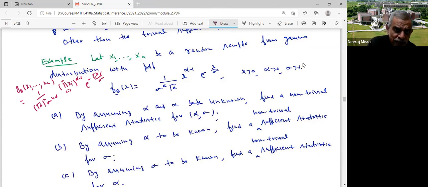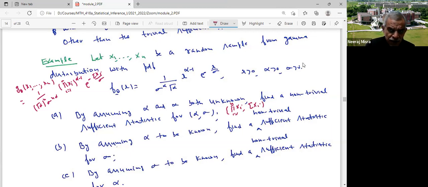Now suppose both were unknown. Then I cannot get rid of the product of xi from here, because alpha is also unknown. Summation xi will also be there because sigma is unknown. So this whole quantity becomes my psi of theta, which is alpha and sigma, and product xi and summation xi. So in this case, my sufficient statistics would be the product, i equal to 1 to n, of xi, and summation xi.